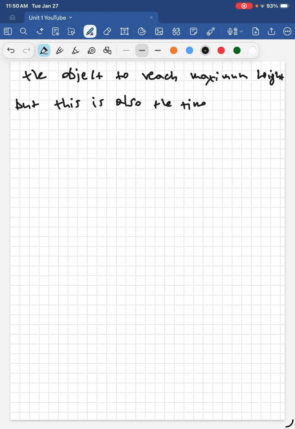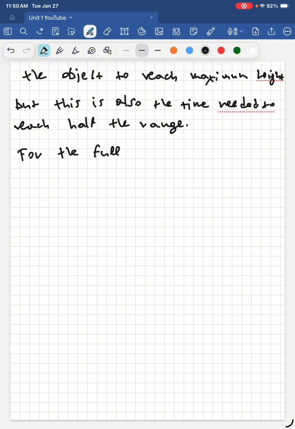The time needed to reach half the range. Okay, we don't need this information about the range here, but we will need it in a moment. You will see. Okay, so for the full flight, meaning all the way up and down, t total is 2 times t, or 2 u sine theta over g.